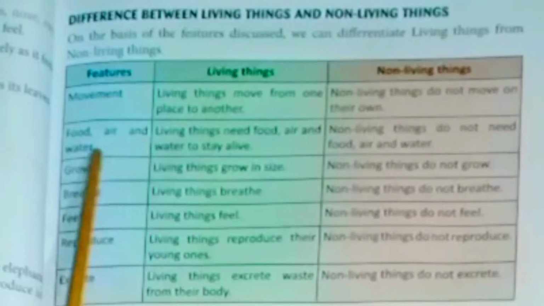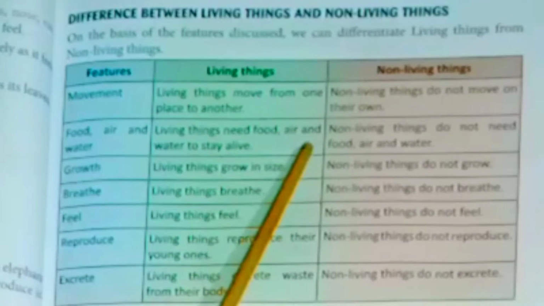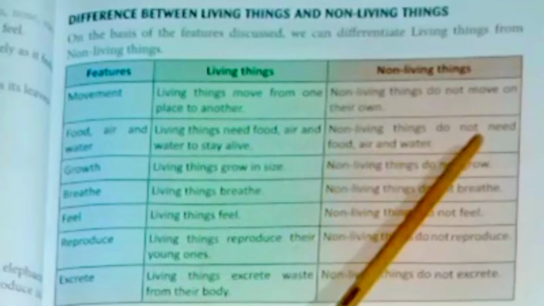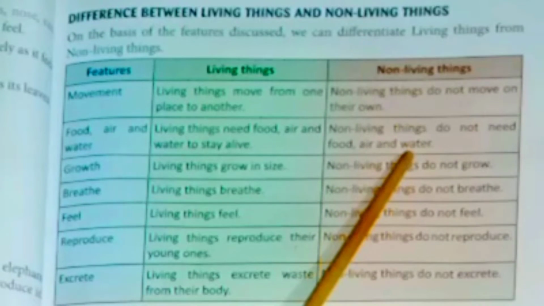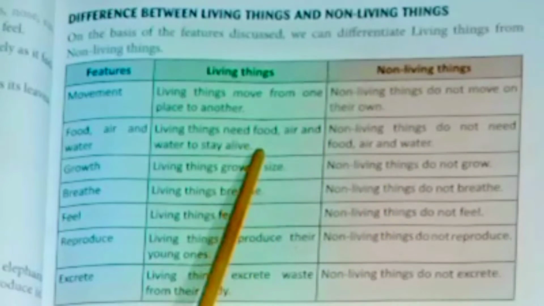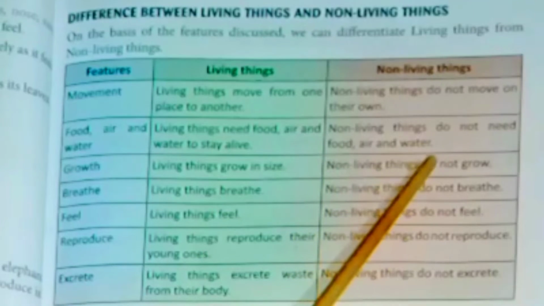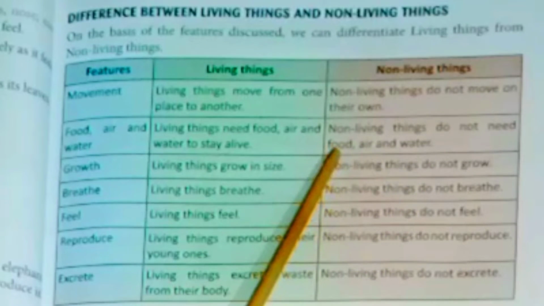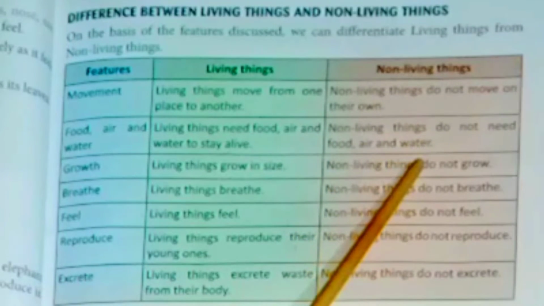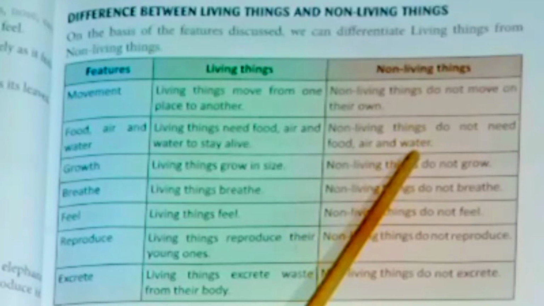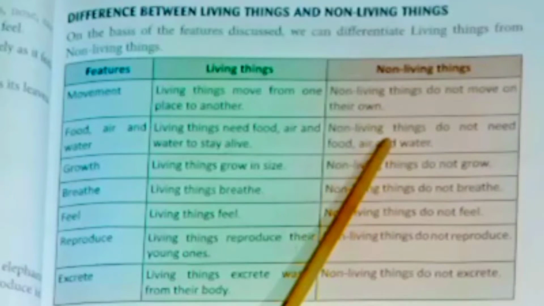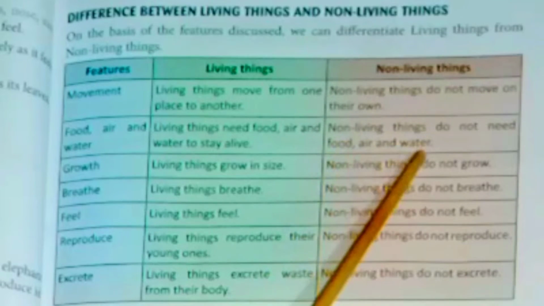Second thing is food, air and water. Living things need food, air and water to stay alive. Non-living things do not need food, air and water. You know very well, now you are sitting to study, maybe you have taken some food. Now you are breathing also, taking in oxygen and throwing out carbon dioxide. Maybe you have taken water. But the non-living things beside you, like books or pencils, what do you think? Do they need food, air, or water? No, they do not need food, air or water, because they are non-living things.